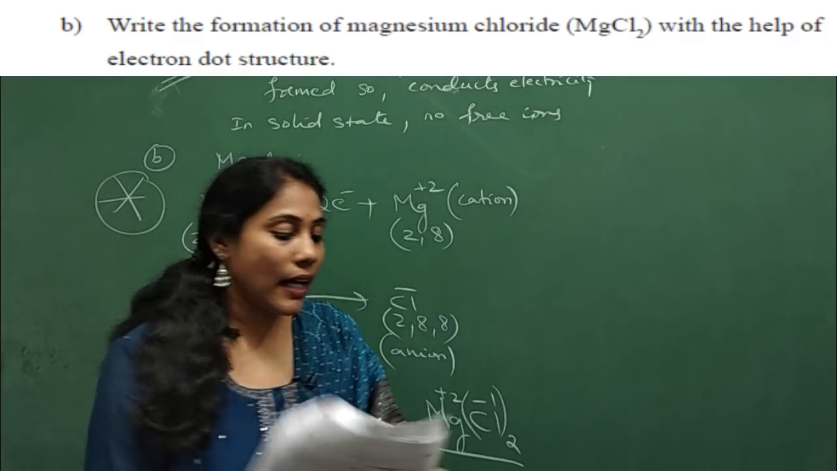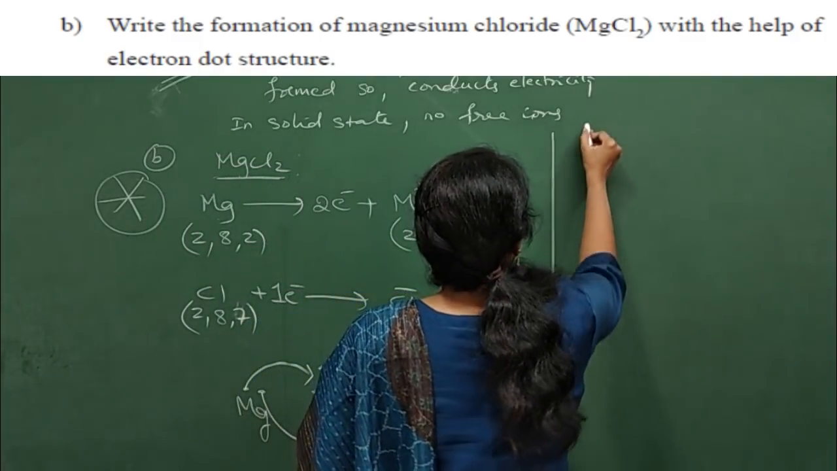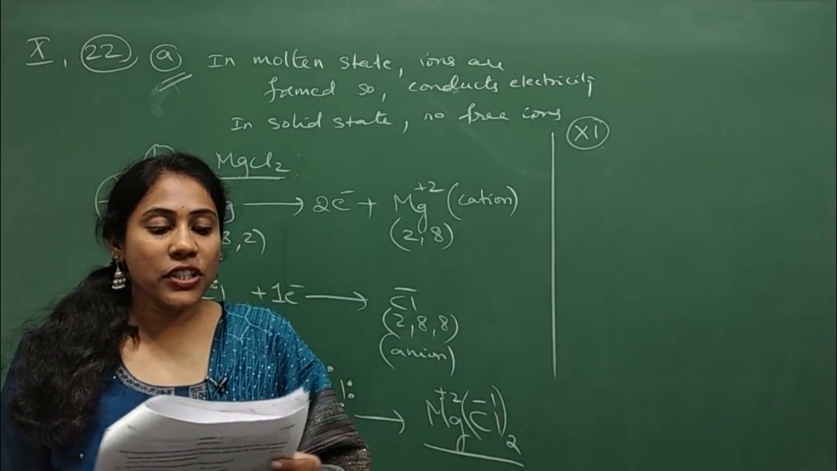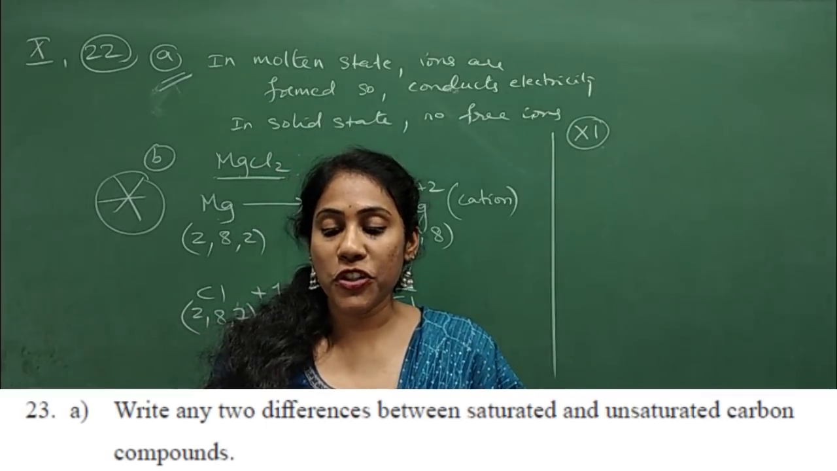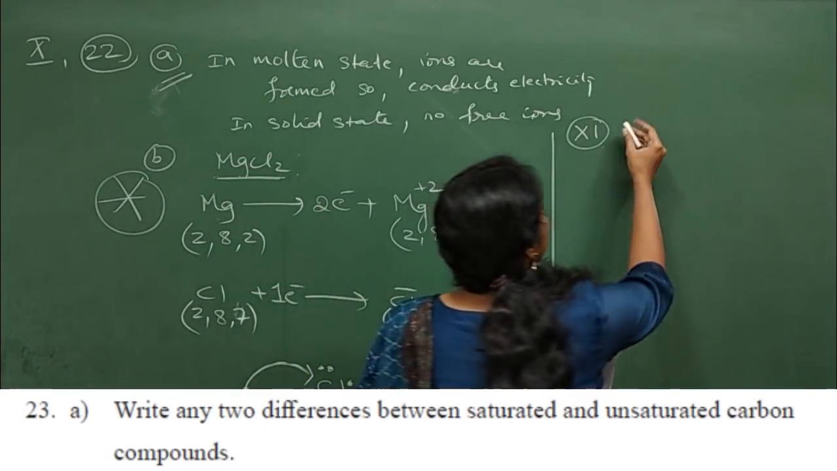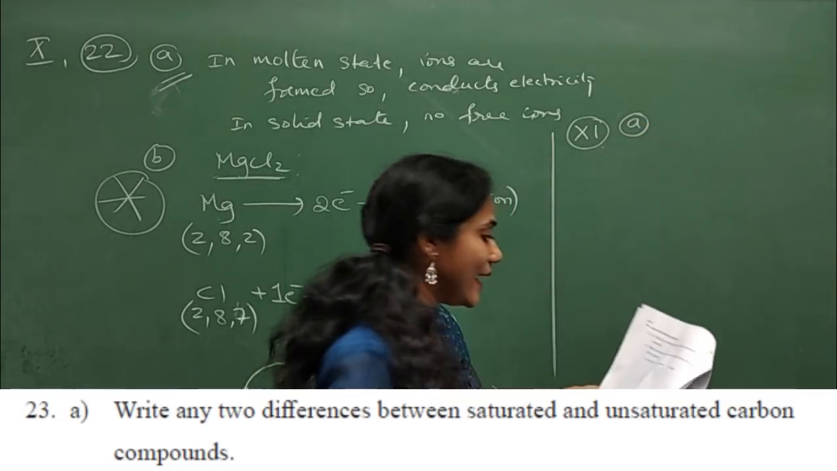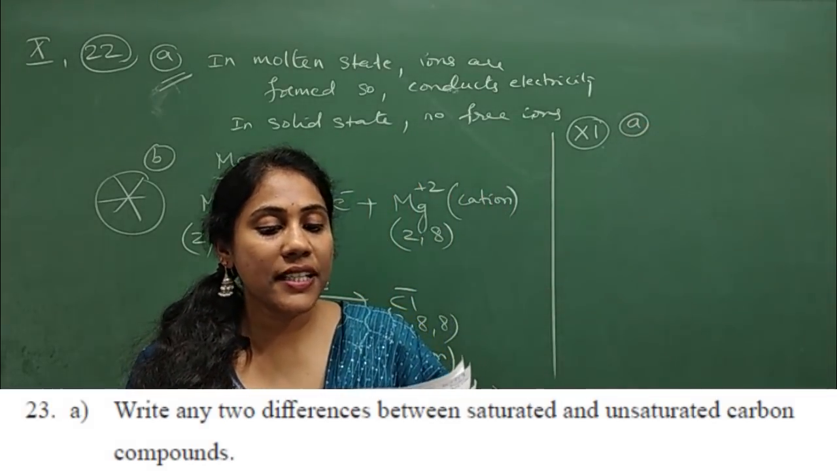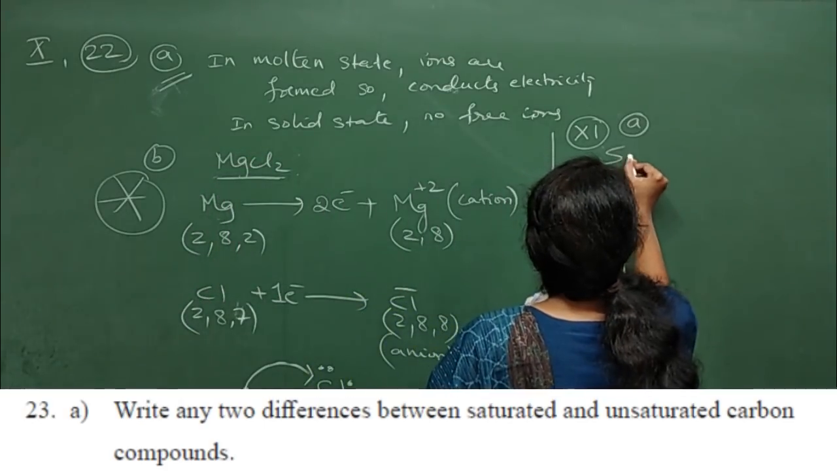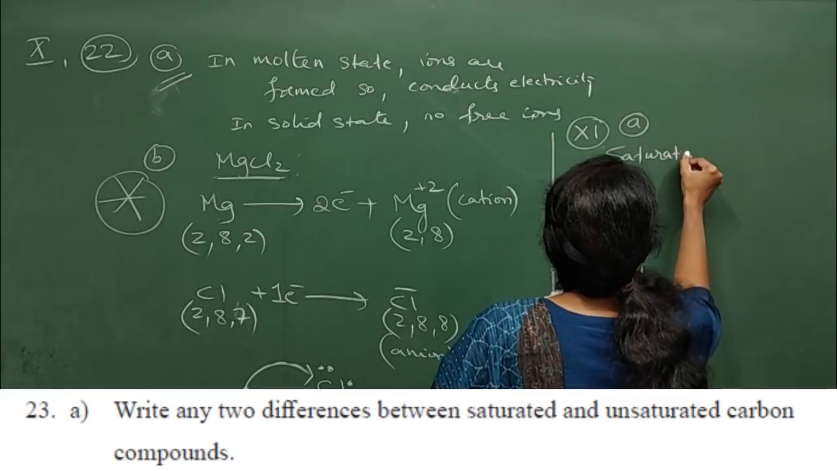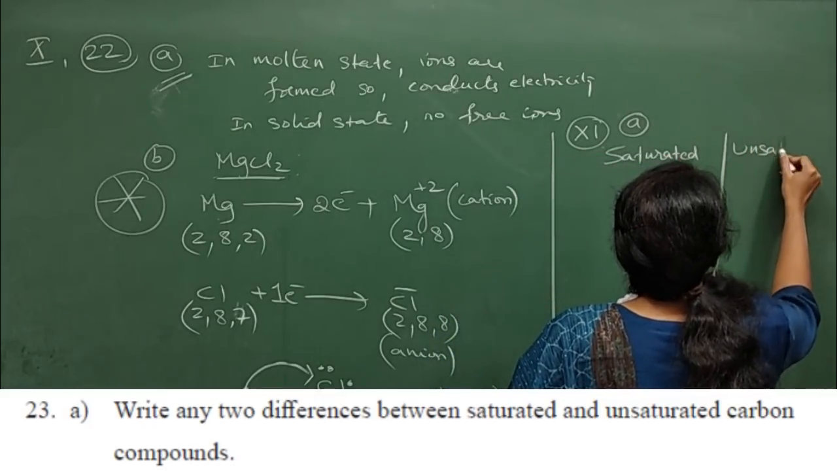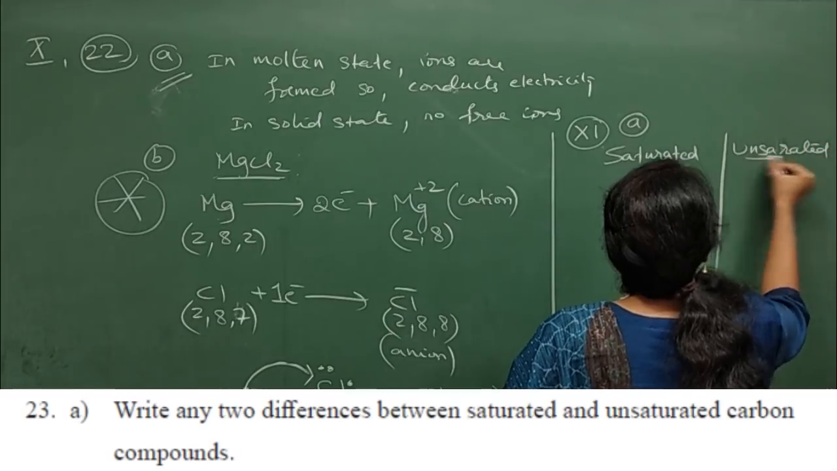But in the chemistry part, you have one 5-mark question. So I'm going for the 11th main, the 5-mark question. This is from the carbon and its compounds chapter. Very simple question. So here also you have 2 sub-questions. Under that I am talking about question A. Write any 2 differences between saturated and unsaturated carbon compounds. Okay, so very simple. Saturated and unsaturated, right? Fine. What do you mean by saturated hydrocarbons?